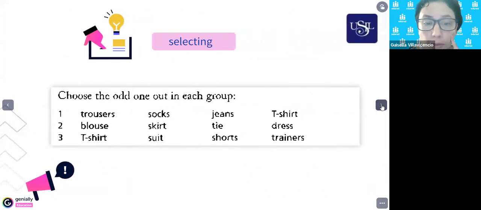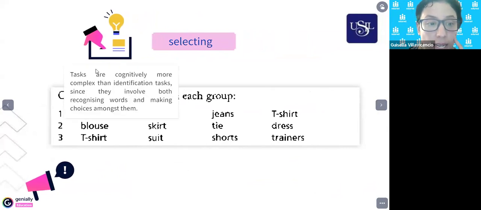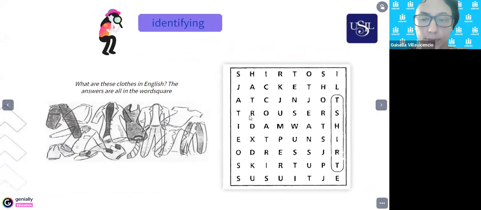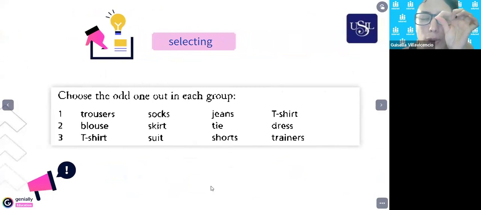Then we have other kinds of activities like selecting. For selection, we have, for example, this: choose the odd one out in each group. So students have to read and select the odd one out. Here they have to think a little bit more. It's not only identifying like here. It's a little bit more difficult, because the students have to read and think, what is the odd one out here? It's still lower thinking skills, but the difficulty is a little bit up.